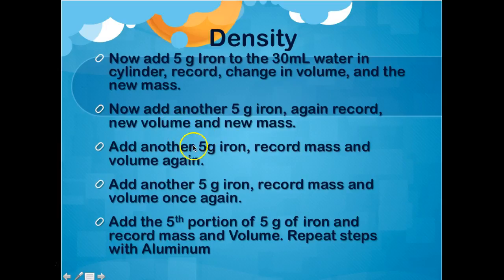So you'll do this a third time, a fourth time, and a fifth time. So you've added a total of 25 grams of iron to that initial volume of 30 mils of water. And each time you're going to record the mass and volume. You're going to repeat this with aluminum. So be careful, record all your data carefully. Having a notepad, as I said, helps you in case you lose your data.